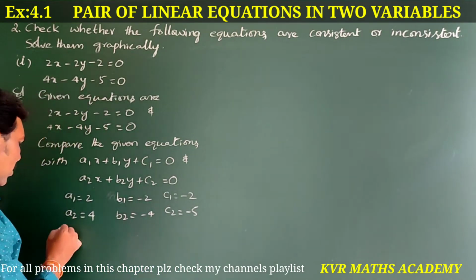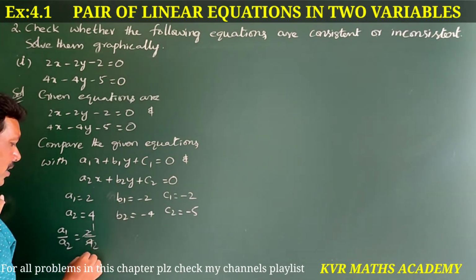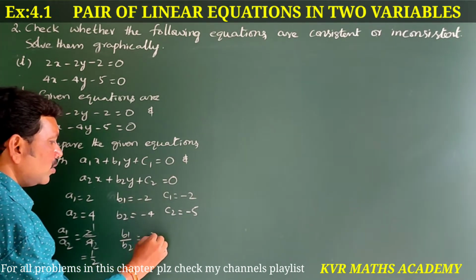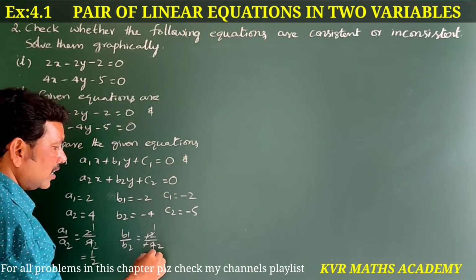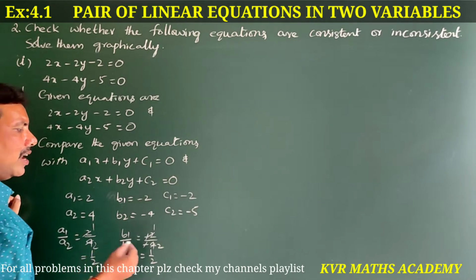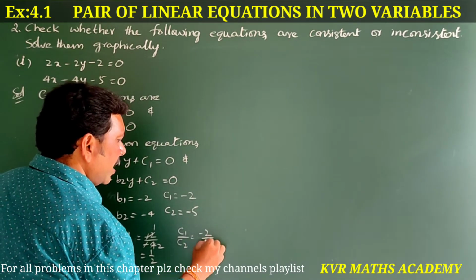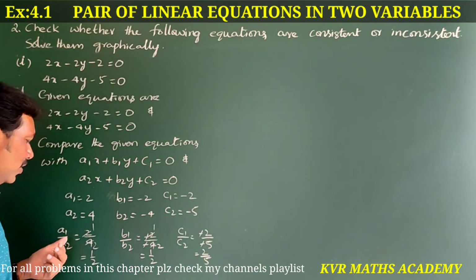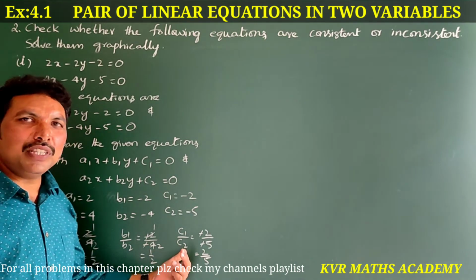Let us find the ratios. a1 by a2 is equal to 2 by 4, which is 1 by 2. b1 by b2 is equal to minus 2 by minus 4; minus minus get cancelled, and this is also 1 by 2. These both are equal. Let us check c1 by c2, which is minus 2 by minus 5; minus minus get cancelled, 2 by 5. So look here, a1 by a2 is equal to b1 by b2 but not equal to c1 by c2.